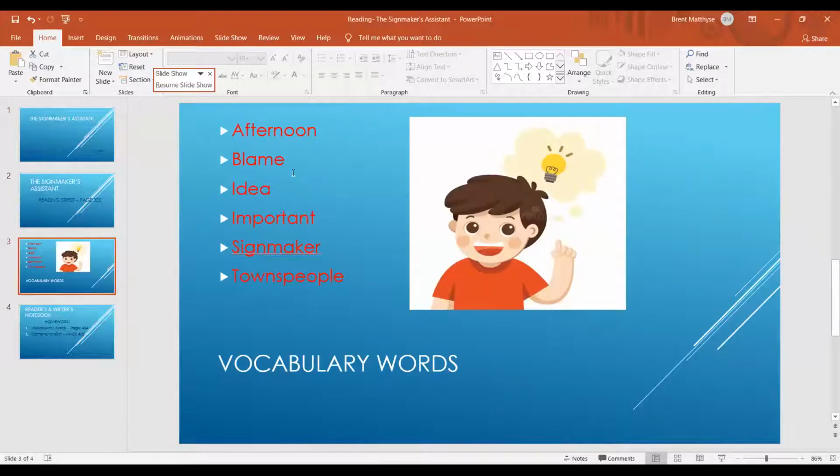There was afternoon. We know that this is a time of the day. Blame, giving someone the blame for something that they have done wrong or something that has happened. An idea is thinking, coming up with a new idea. Important, sign maker, townspeople.